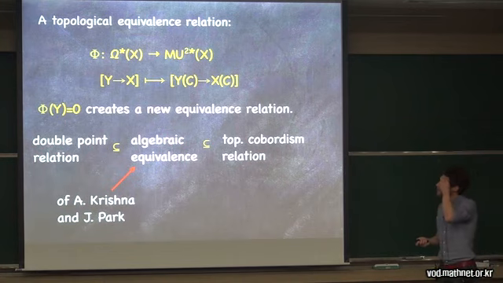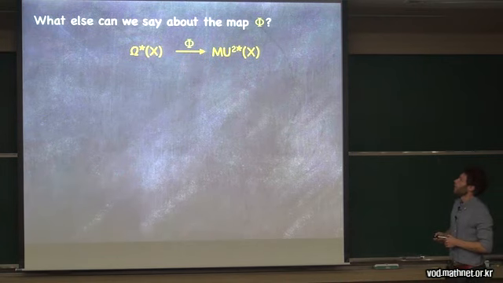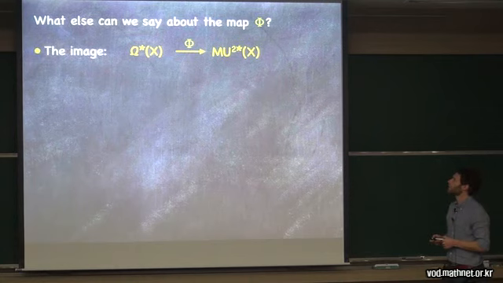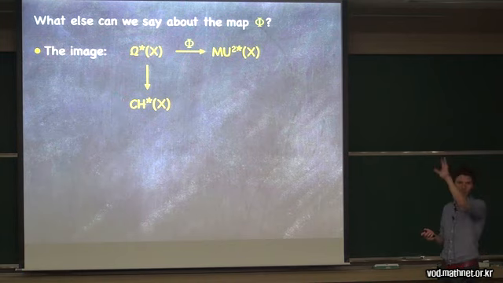Okay, so now my goal today is to say a little bit more about whatever I can say about this map. If you think of a map, what can we describe? We can think of the image and the kernel of the map, for example. So let's start with the image. There's something obvious we can say about the image, and that is that there's also a canonical map from omega star to these Chow groups that we looked at before.